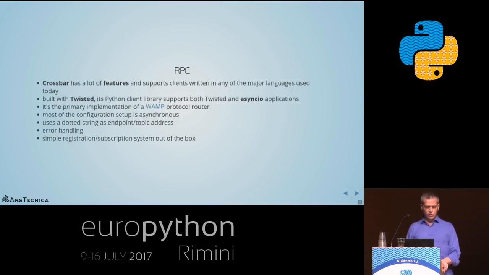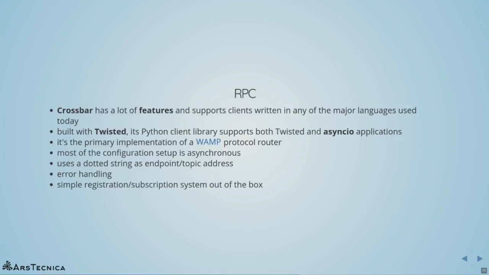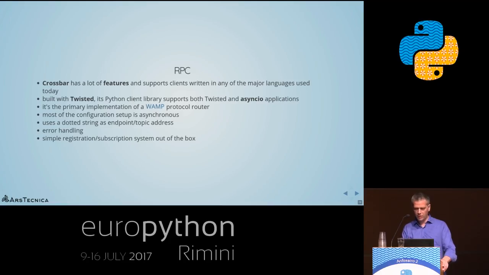And for the RPC, we chose Crossbar because it allows your system to interface not just between Python and JavaScript, but between many different languages, and it has both a Twisted and an asyncio client library, and it has nice features like error transfer between the caller and the callee. If the callee raises an error, this error is brought back to the caller, and so on. It's really nice and has many features.